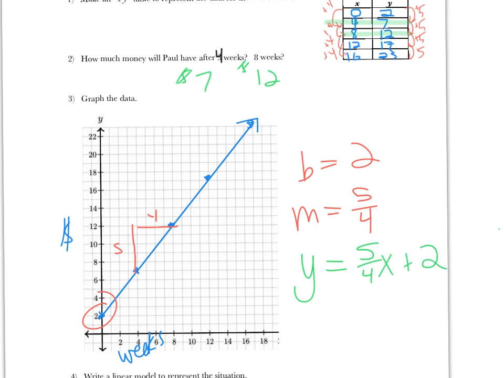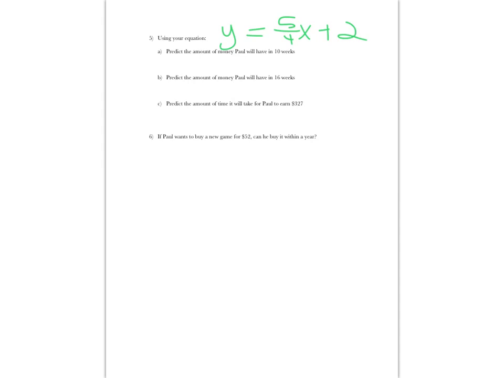Now using the graph or the table, you can see a lot of information, you can get a lot of numbers, but our graph only goes up to 16, and it's hard to read what's in the middle at times. So for that reason, you do need to write the equation to answer the questions that follow. Notice in number 5, it says, using your equation, predict the amount of money that Paul will have in 10 weeks. Well, again, I'm going to remind you that x is the weeks, time is always x, and y is the dollars, or the money.